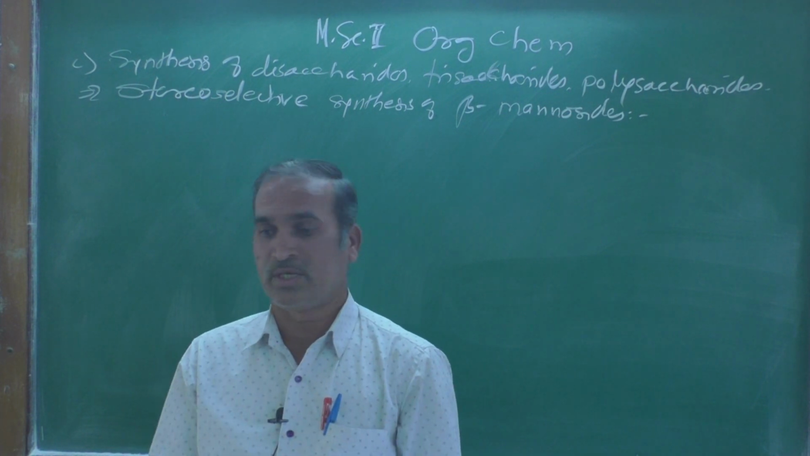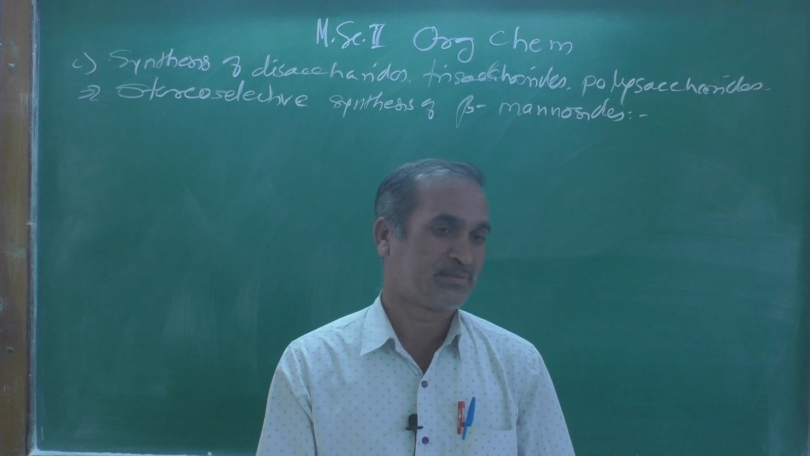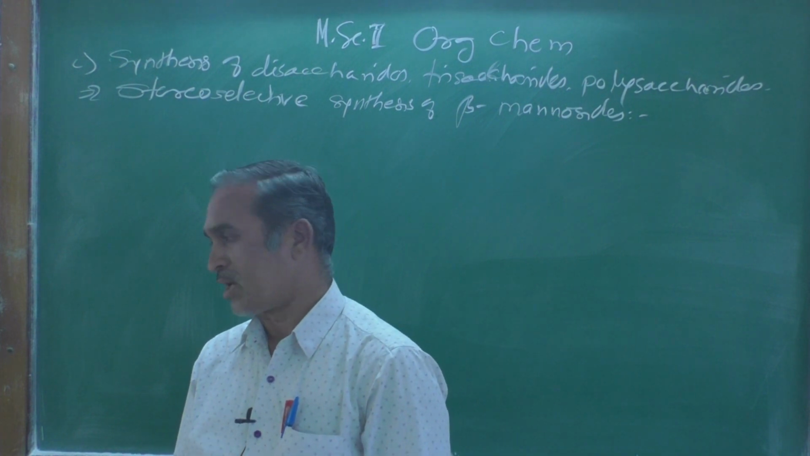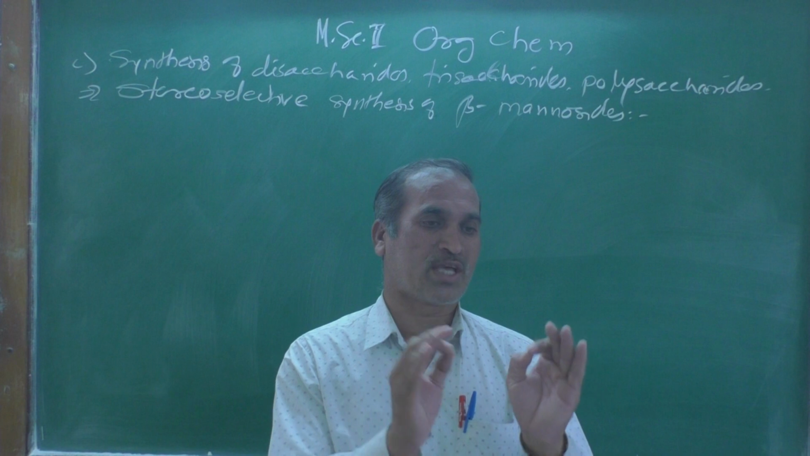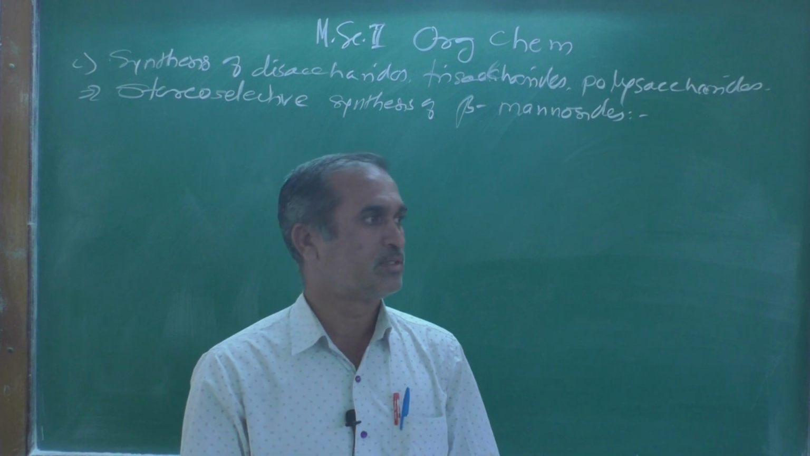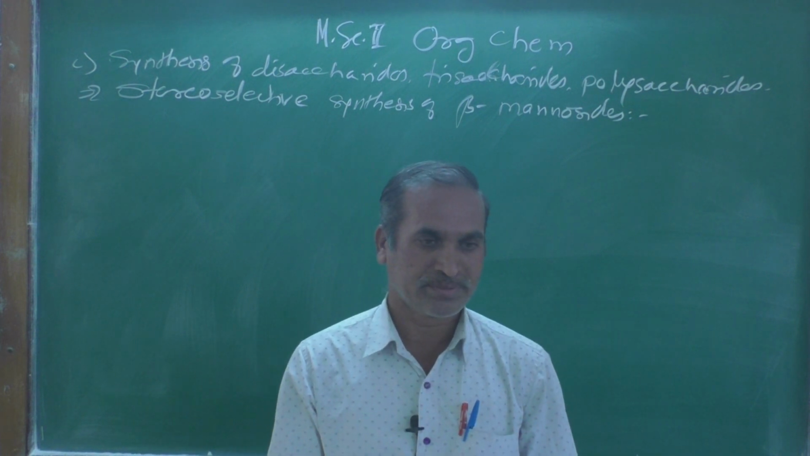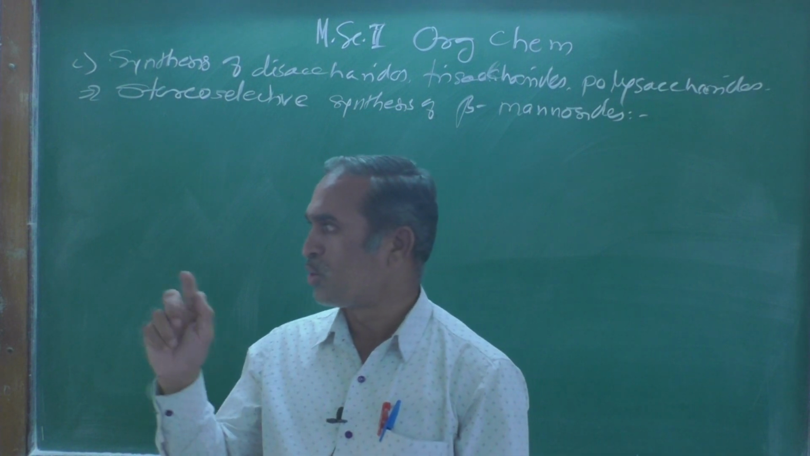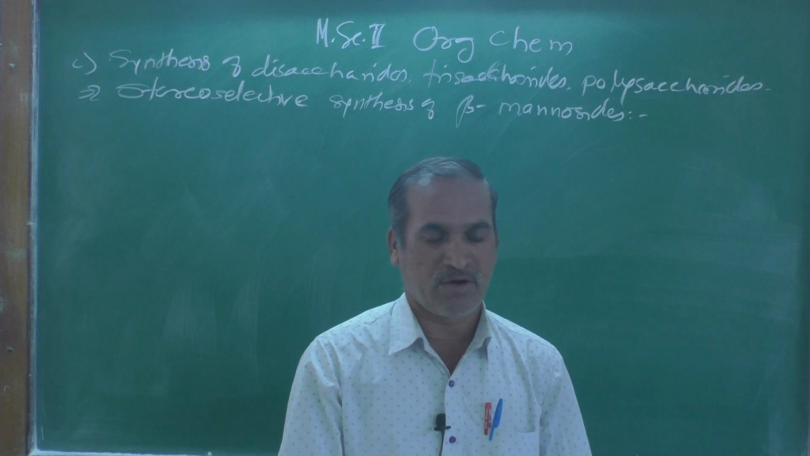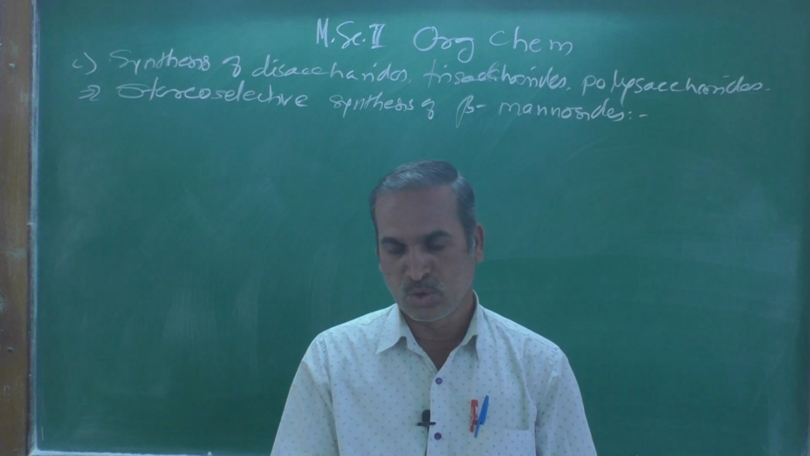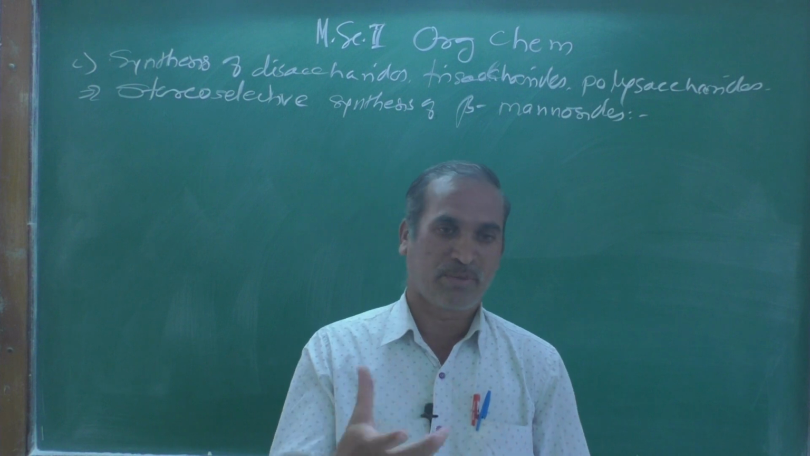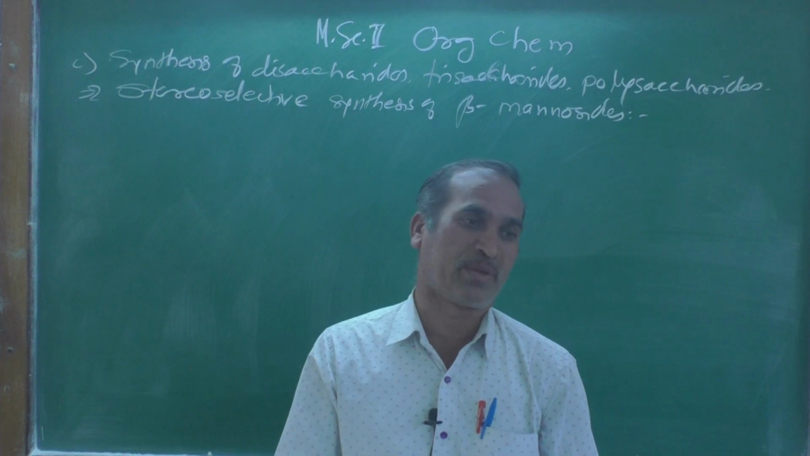And if you know the structure of sucrose carbohydrate, as we know, sucrose is made up of two units, one is a D-glucose and another one is a D-fructose. With the combination of D-glucose and D-fructose, a glycosidic linkage is formed.